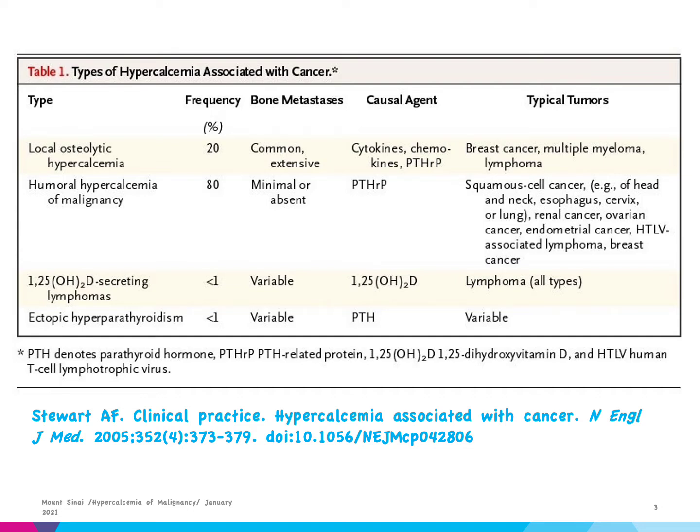These are some of the types of hypercalcemia that are associated with cancer. I like this table. It's from an NEJM article, and it tells you the different types of tumor that cause hypercalcemia, how they cause it, and the frequency at which they're found. With local osteolytic hypercalcemia, these are secondary to bone metastases. Normally they cause 20% of the hypercalcemia associated with cancer, and it has to do with cytokines, PTHrP, and local destruction of bones; the cytokines basically stimulate bone resorption.